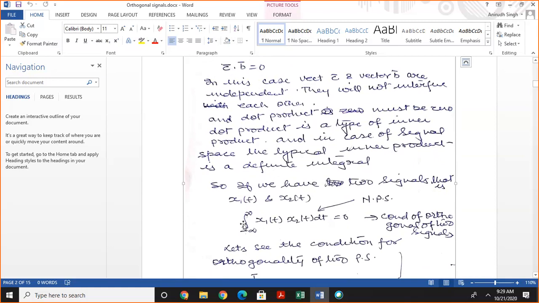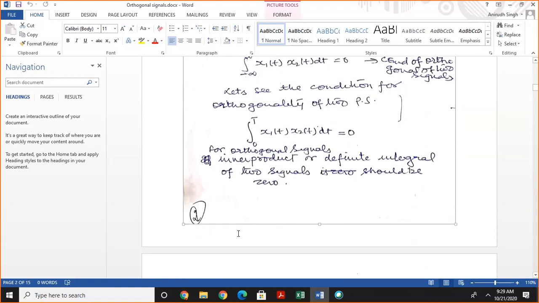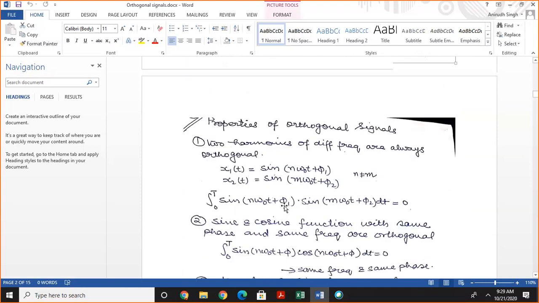So we can say that there is an analogy between vector representation and this integration. The dot product is a type of inner product, and this is the integral. So for orthogonal signals, the inner product or definite integral of two signals should be 0.